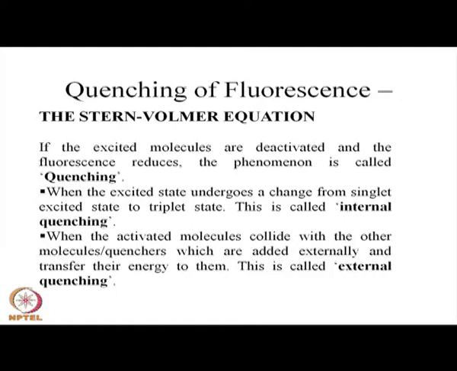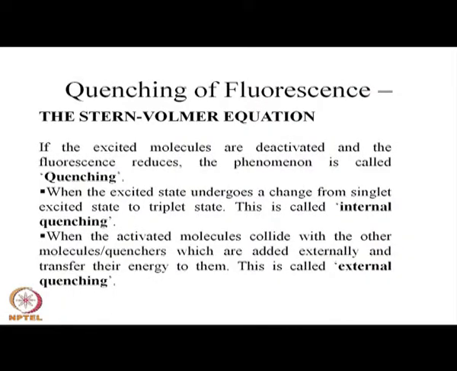Now, if the excited molecules are deactivated and the fluorescence is reduced, then the phenomenon is called quenching of fluorescence. Suppose the initial fluorescence intensity is 100 units, and because of deactivation, which may be due to a quencher, that is an external agent, or maybe an increase of temperature or something else, it is reduced to 50. Then of course this will be termed as fluorescence quenching.